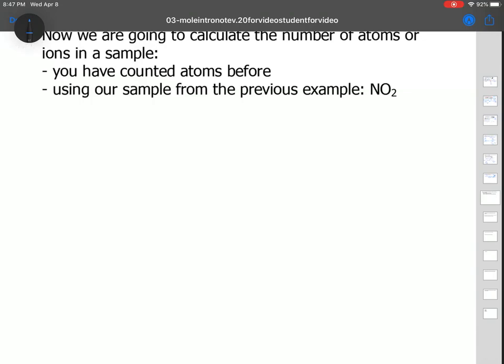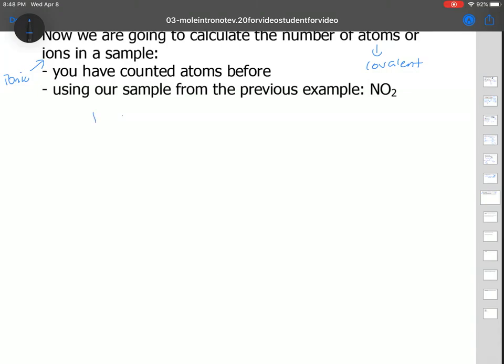Okay, so now we're going to move on to the number of atoms. So again, this is for covalent. And then if you have an ionic compound, which really is the same thing, it's going to ask you for the number of ions. Okay, so you have counted atoms before, right?